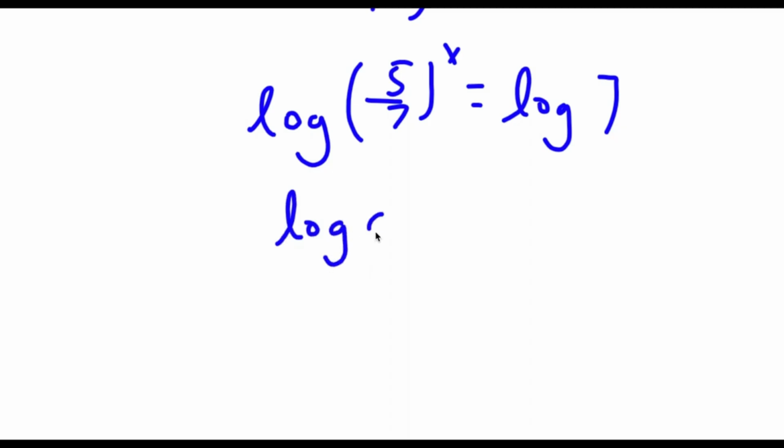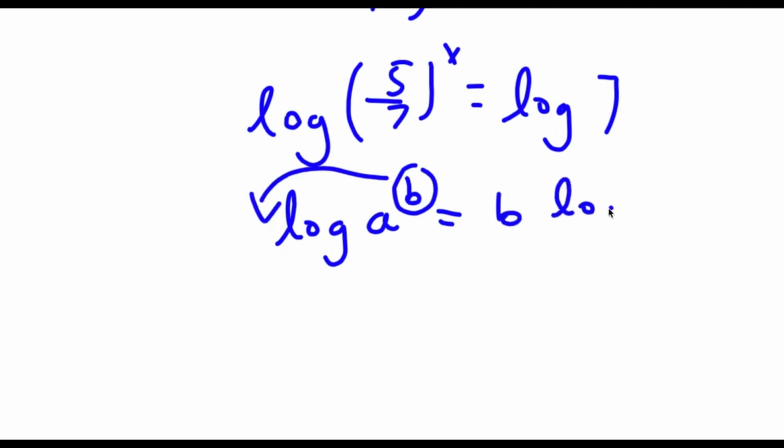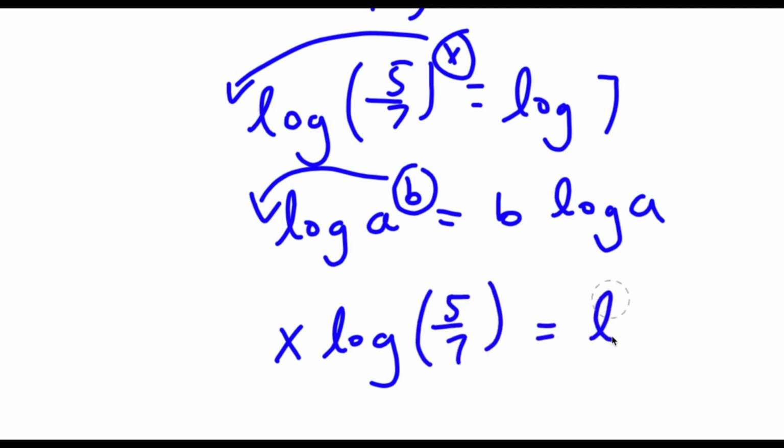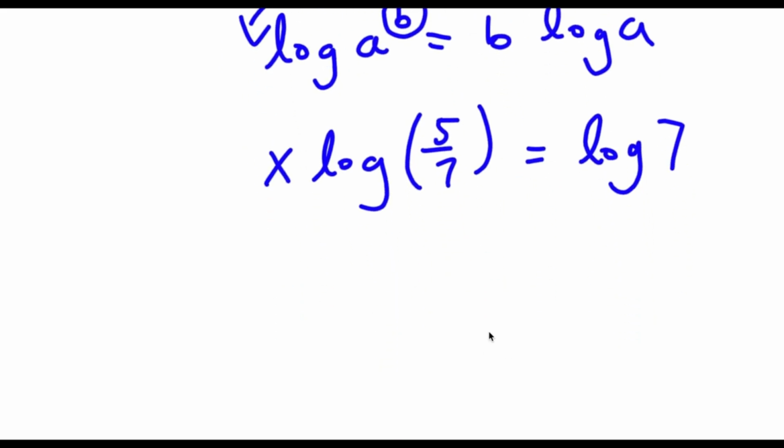Now, if I have something in the form log a to the power of b, I can actually move this exponent b to the front of the logarithm. So this will equal b times log a. So I can move x here to the front. So this is going to equal x times log 5 over 7, which is equal to log 7.